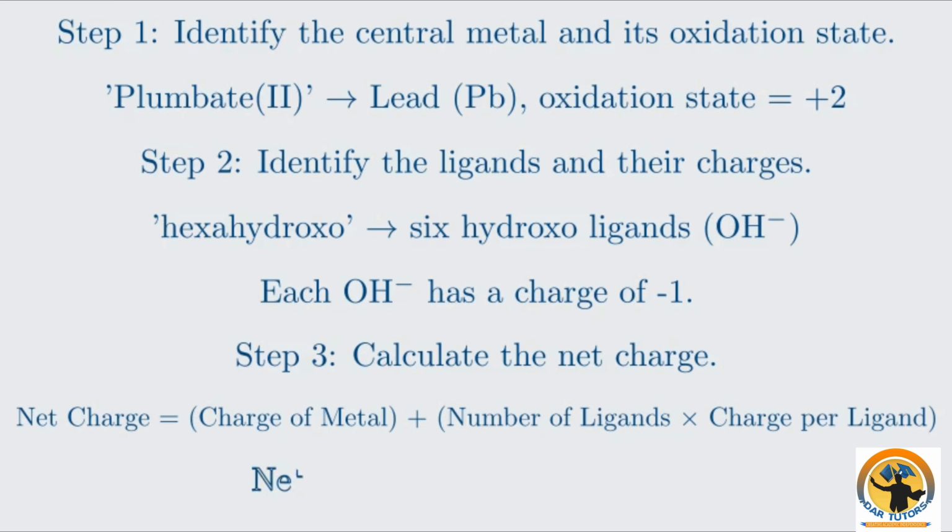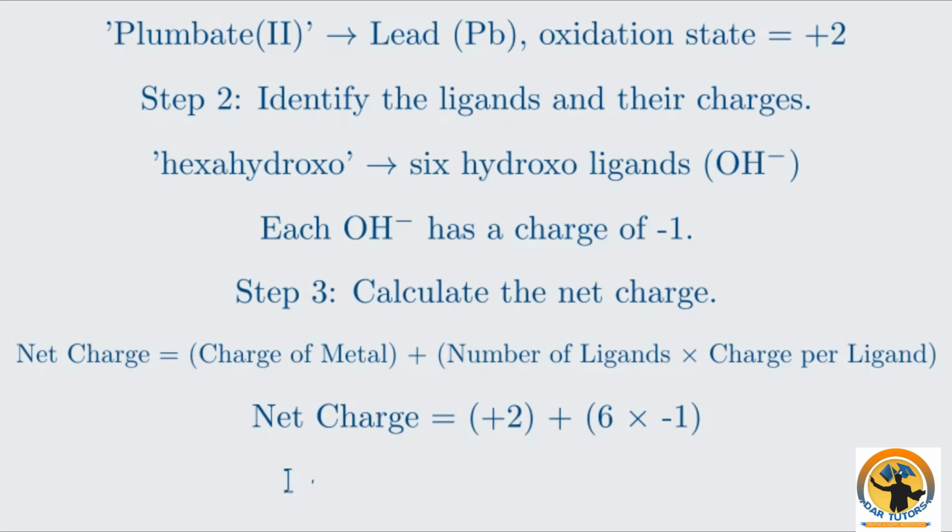The charge on the lead ion is +2. We have 6 hydroxide ligands, each with a charge of -1. So the total ligand charge is 6 times -1, which is -6. Adding these together, +2 + (-6) = -4. Therefore, the net charge of the complex ion is -4.